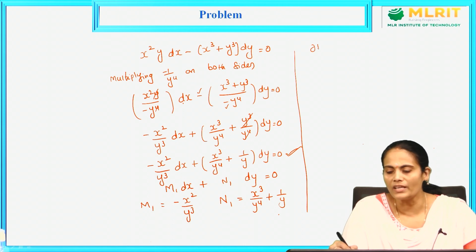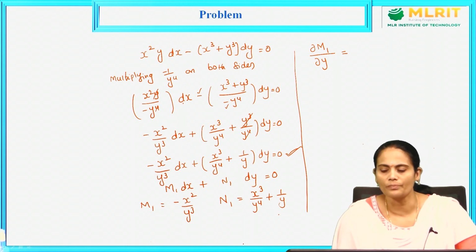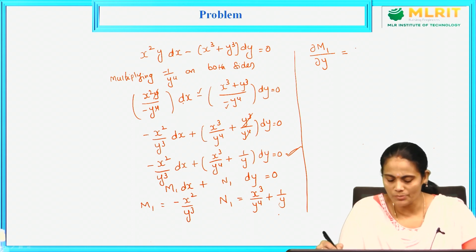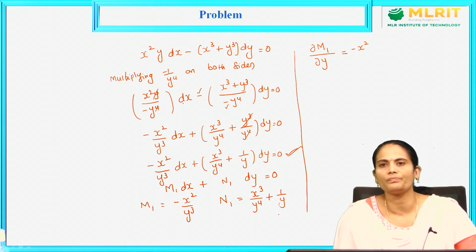Now, we will find the derivative of M1 with respect to y keeping x as a constant. ∂M/∂y, with respect to y differentiation. So, here minus x squared is a constant. Then what is the derivative of y cube?